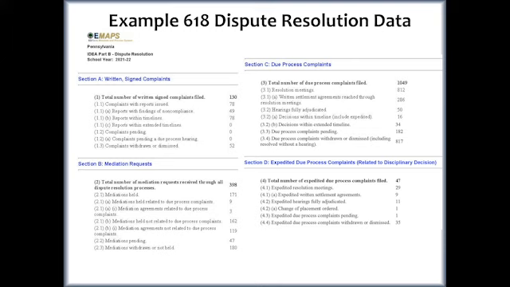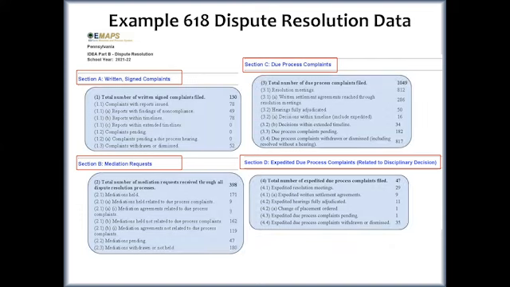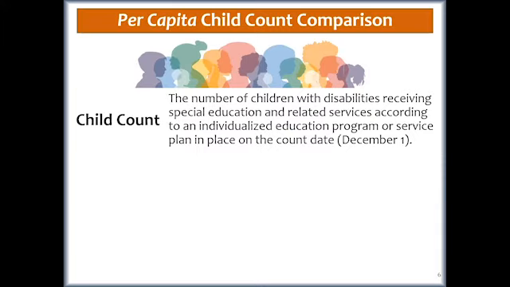States report in 4 dispute resolution areas: written signed complaints, mediation, due process complaints, and expedited due process complaints. Each section has specific elements of the dispute resolution process reported on by the states, such as the number of requests or filings, how timely the state was in addressing the dispute resolution option, and the overall outcome for each. These elements are explained in more detail in the Where Do Data Come From video available on this site.